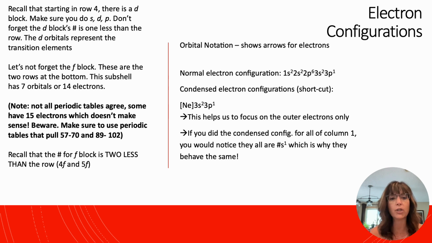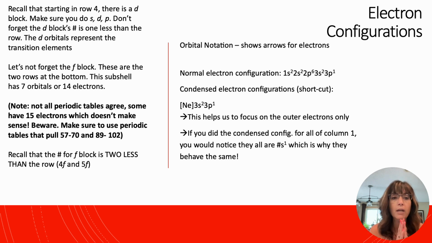It's kind of nice. It's faster. It's shorter. It lets you focus on the outer electrons only because, as you're going to see in the next PowerPoint, the inner electrons, yeah, they're important, but as far as behavior, they're not. If you do the condensed configuration for all of column 1, you're going to notice that all of them are s1. 4s1, 5s1, 6s1. And this is why they behave the same. They all have the same number of outer electrons.